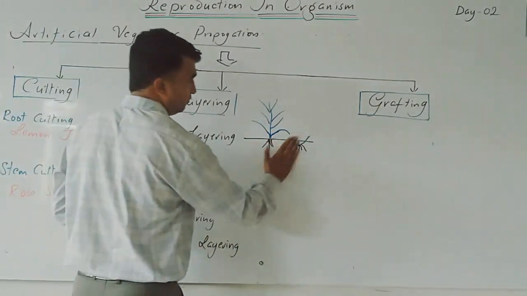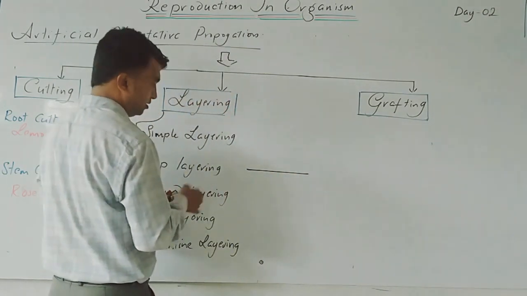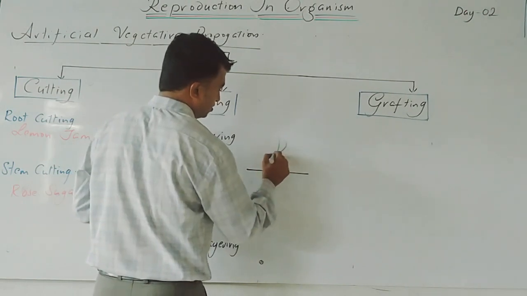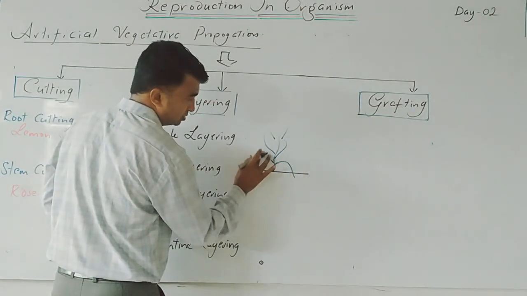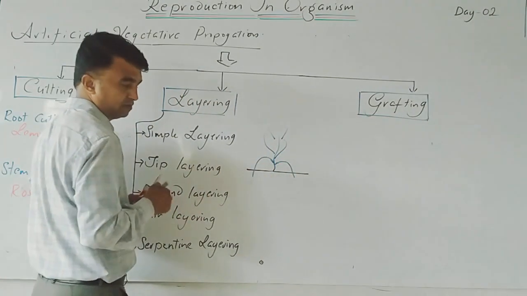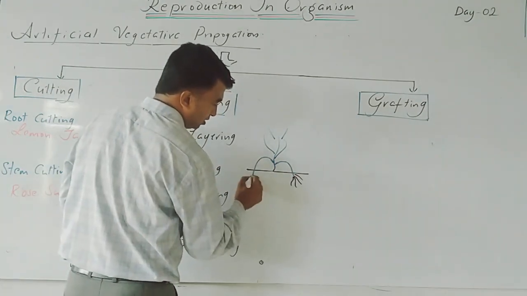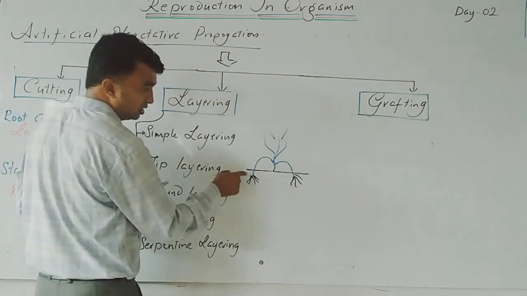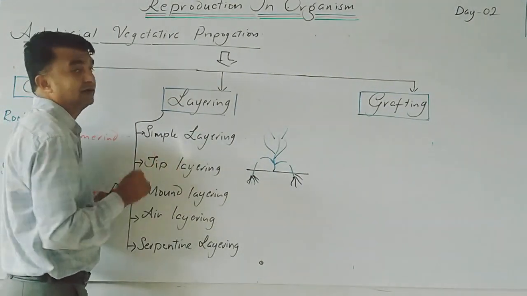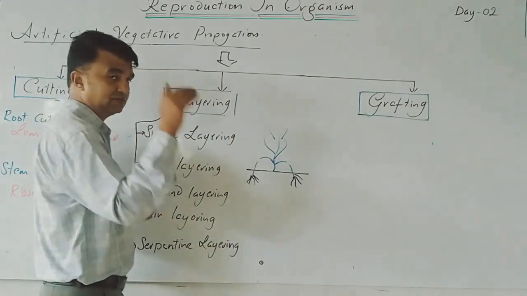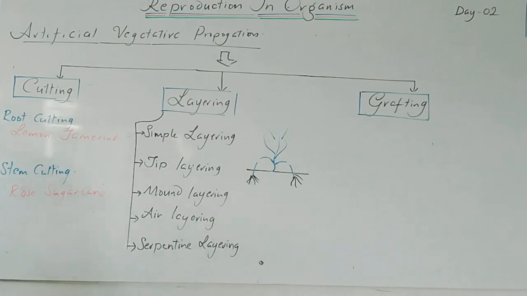Tip layering means the same phenomenon. Under tip layering, this is the soil and this is a plant, and they will take the lower branches, and only the tip of the plant is buried under the soil. Again from this tip, roots are developed. Once the roots develop, this should be cut and used as a new plant. This is tip layering. So simple layering means the complete stem is buried. Tip layering means the tip of that stem is buried under the soil.